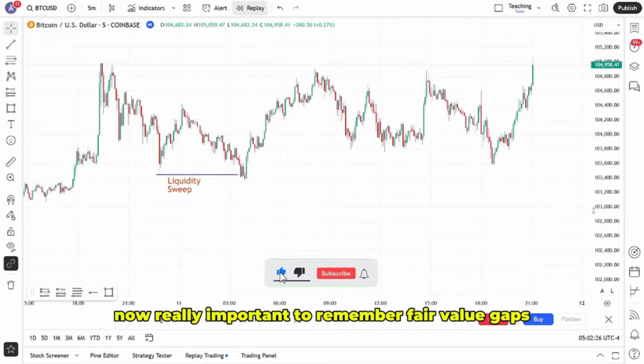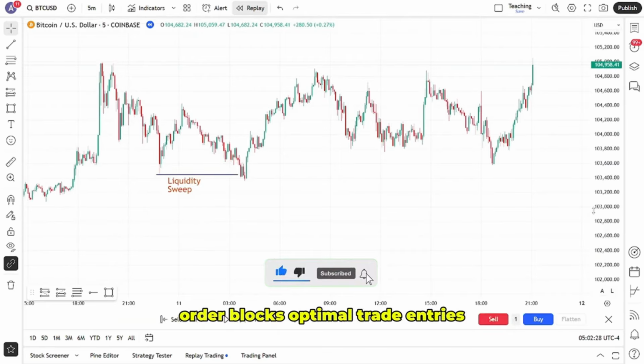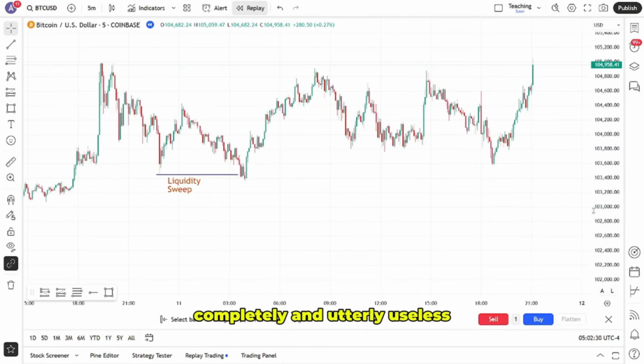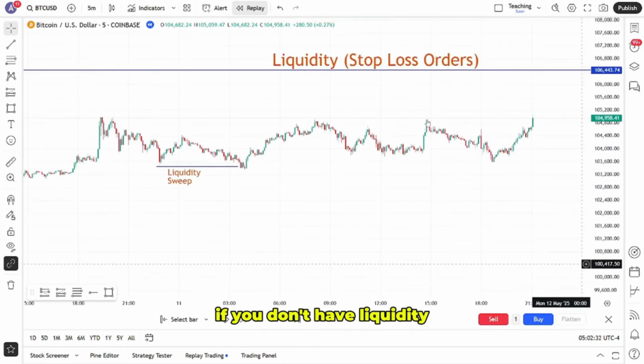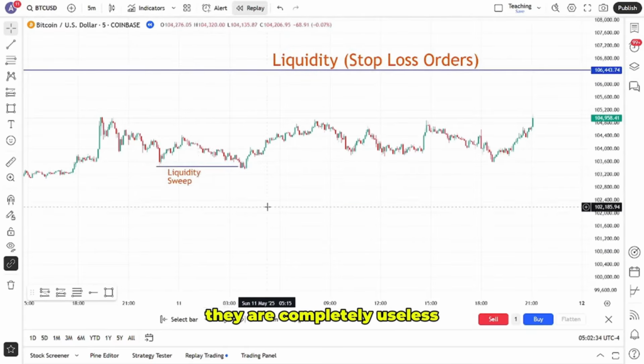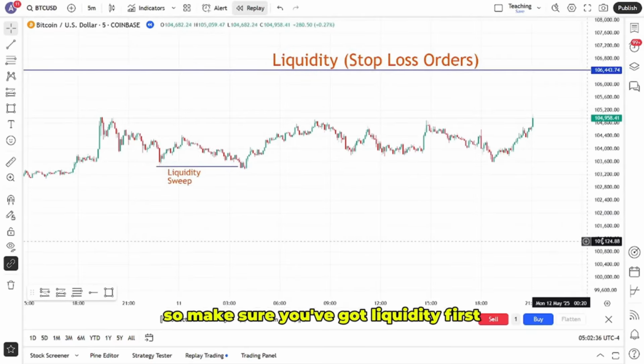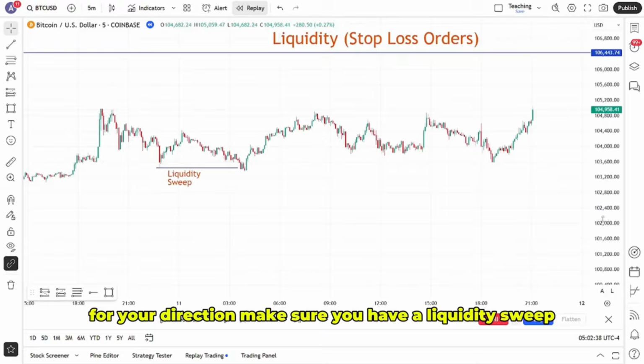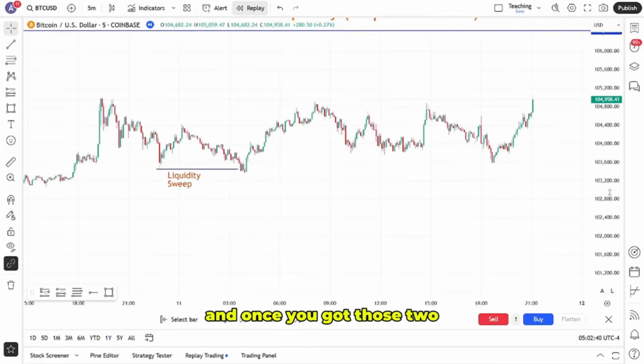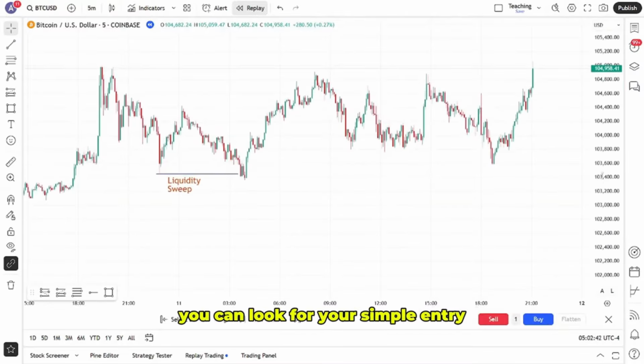Now, really important to remember, fair value gaps, order blocks, optimal trade entries, completely and utterly useless if you don't have liquidity and the liquidity sweep, right? They are completely useless. So make sure you've got liquidity first for your direction, make sure you have a liquidity sweep, and once you've got those two, you can look for your simple entry.